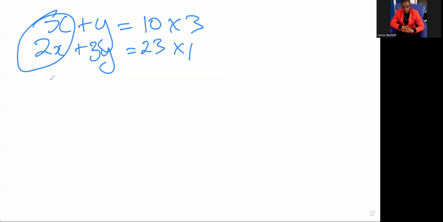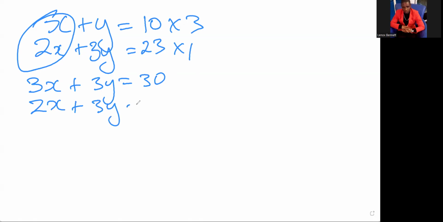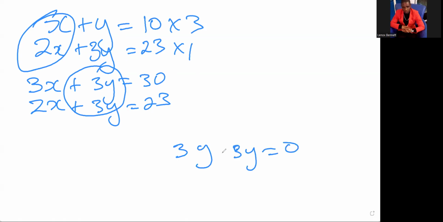All right. So 3 times x, 3x. 3 times y, 3y, and 3 times 10, 30. 1 times 2x, 2x. 1 times 3y, 3y. Someone was saying subtract because both are positive. So in order to get it to be 0, subtract. But remember, it's an equation, so you have to subtract everything.